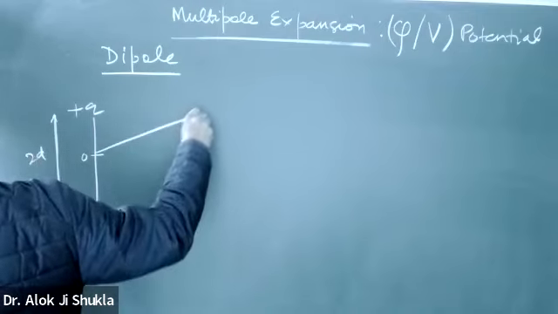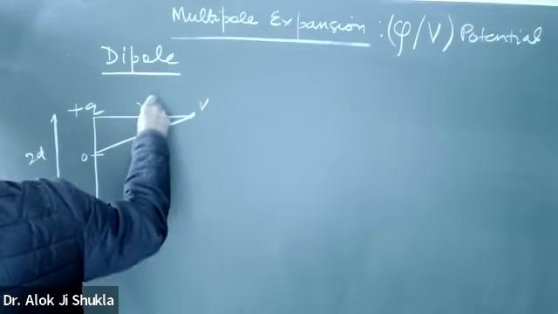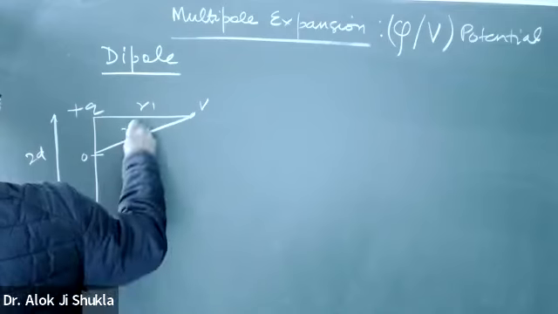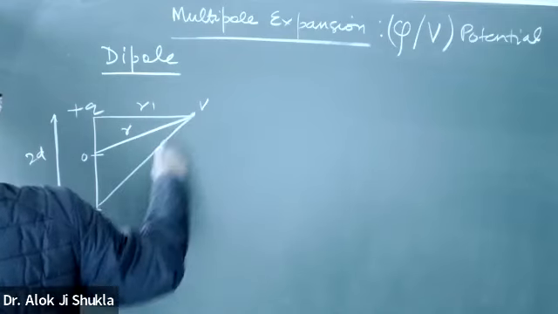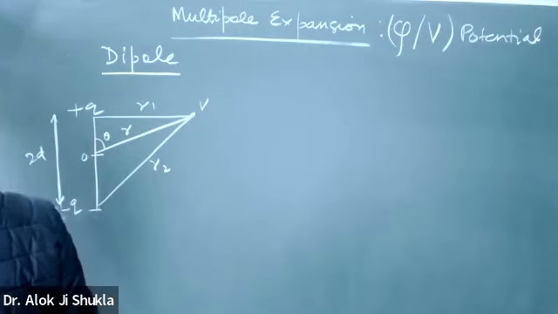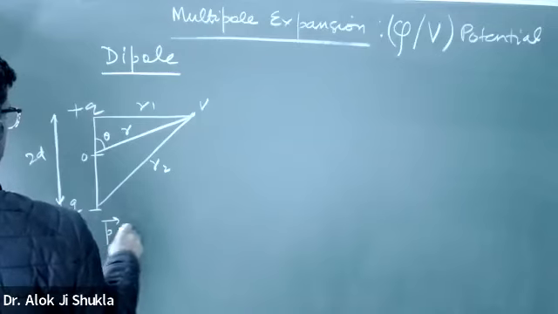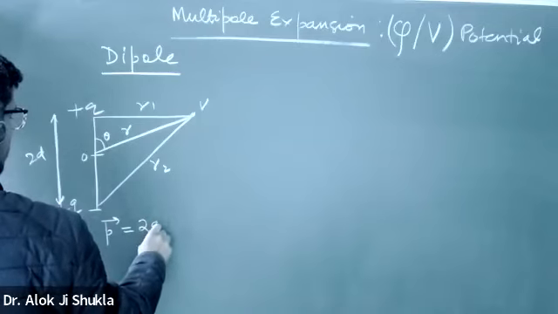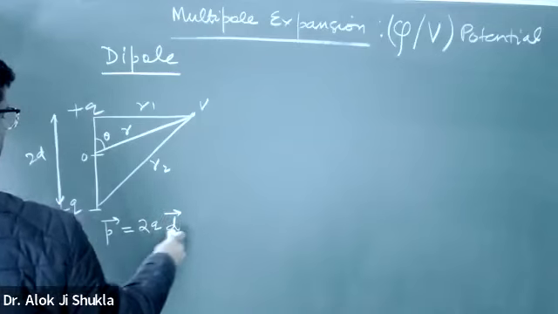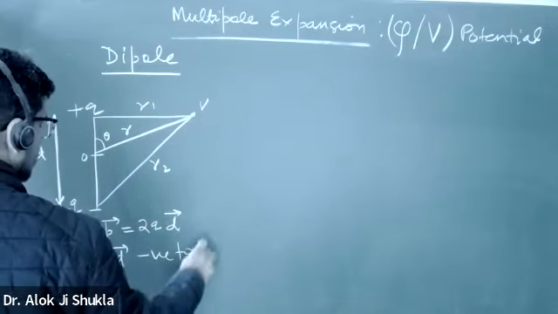And then we will write a potential V at a point. So it will be because of this R1, this is R, and this is R2. And let's say this is theta. Okay? And we define dipole moment P is equal to 2QD. And distance of D is from negative to positive.